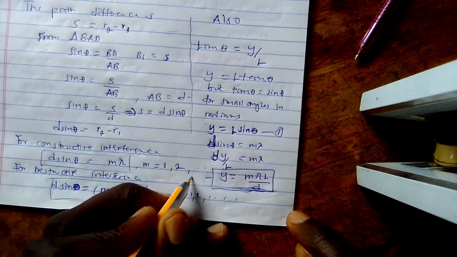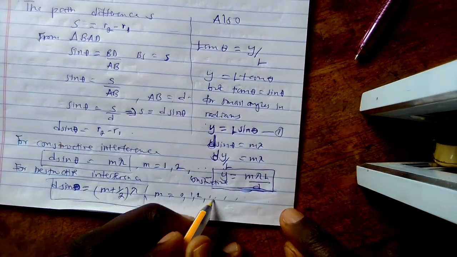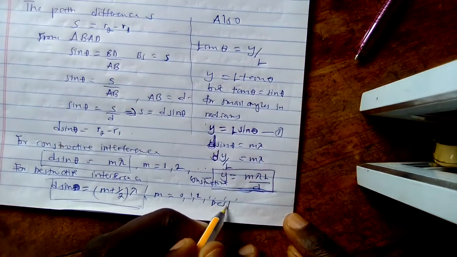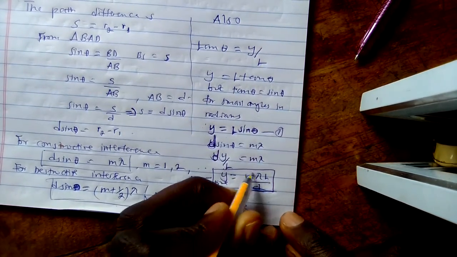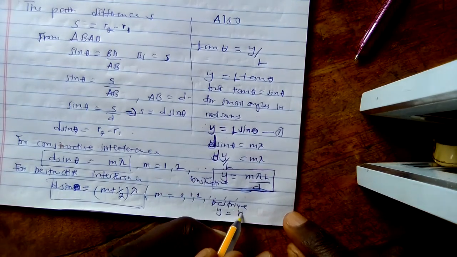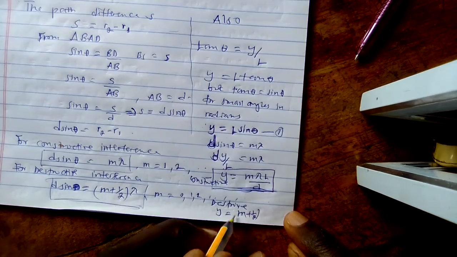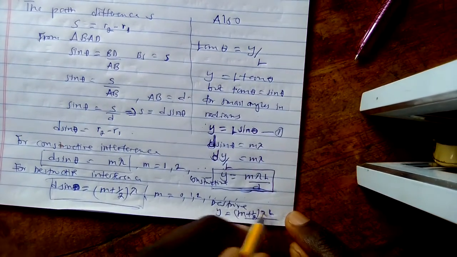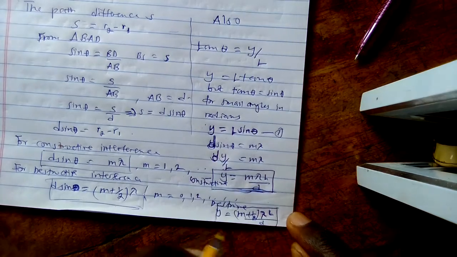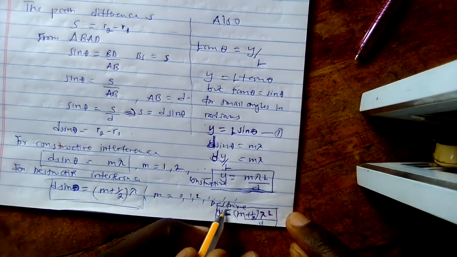I can use this one for constructive interference. For destructive, I can also derive it, but there is no need. For destructive, y will just be equal to an odd multiple of lambda L over d. This is also another important expression for destructive interference.